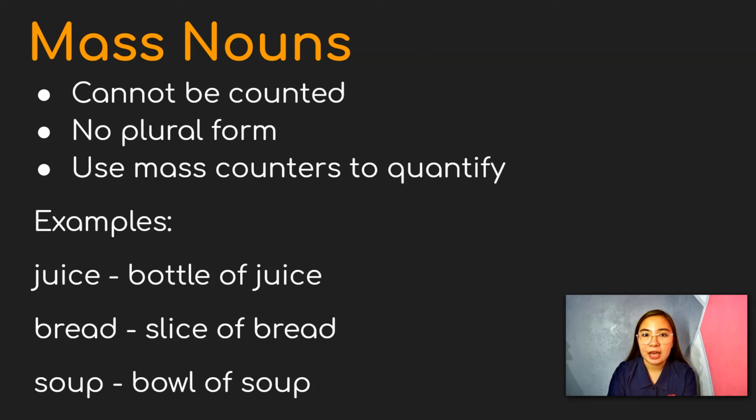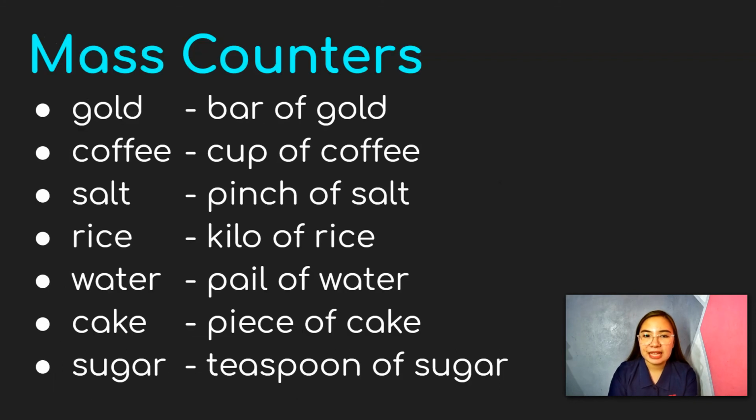Same goes with bread. We cannot just count the bread. We can use slice of bread or a loaf of bread. Last is soup. We can say bowl of soup or casserole of soup. Let us have some more examples of mass counters. First is for gold. We can say a bar of gold. For coffee, we can say a cup of coffee. We can also say a teaspoon of coffee, a spoonful of coffee, and many, many more.